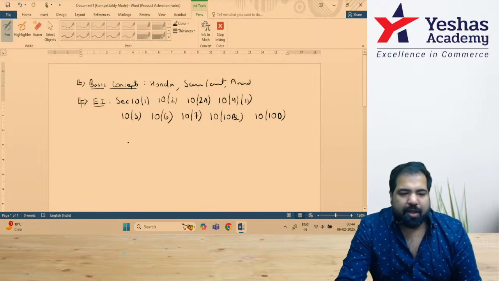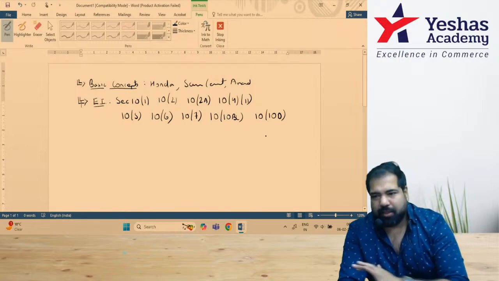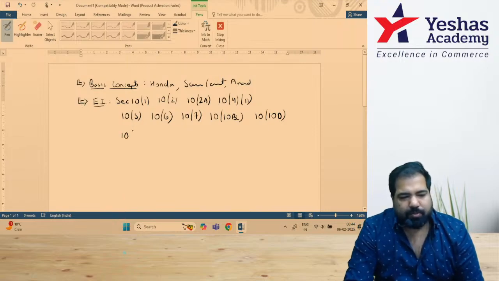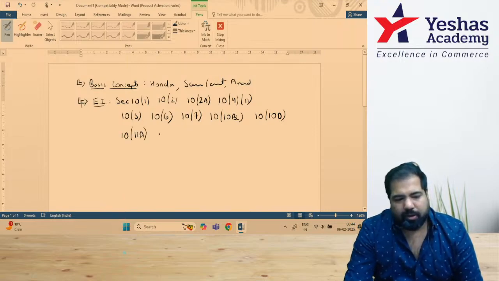Then guys, we had a sum and death, we don't see anything. Death is always exempt. Next, we had something called Sukanya Samriddhi under 10.11A. Next is 10.12A and 10.12B.